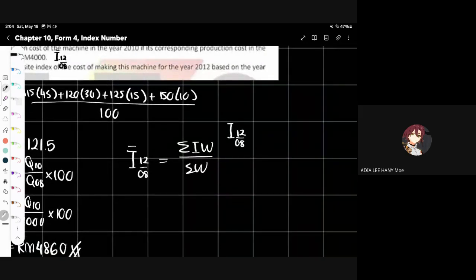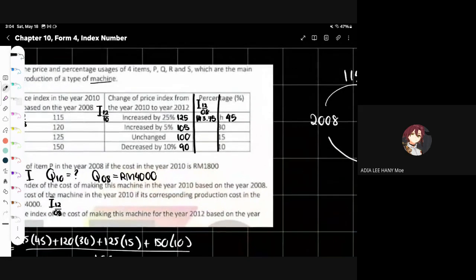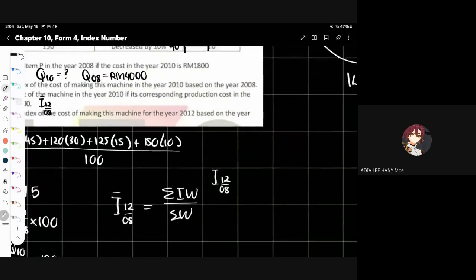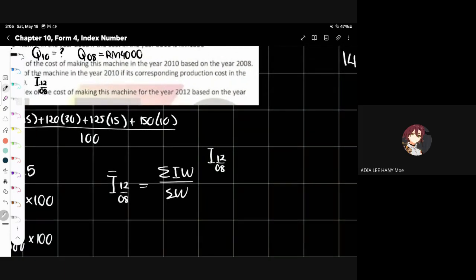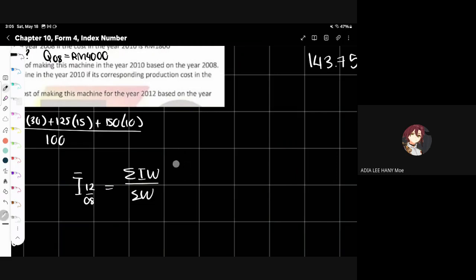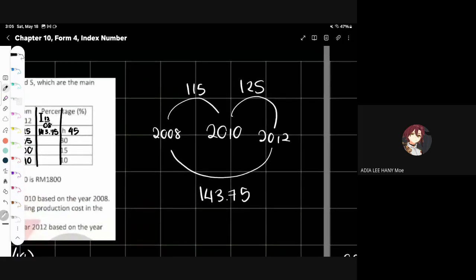Okay. So do you understand why I'm doing this? Do you understand why we are trying to get all of these I12 over I08? Understand or not? Can someone answer? Because it's quite confusing. I hope you guys understand. Okay, understand, right? Good. Thank God. It's a bit confusing, right? But yes, that's how it is.